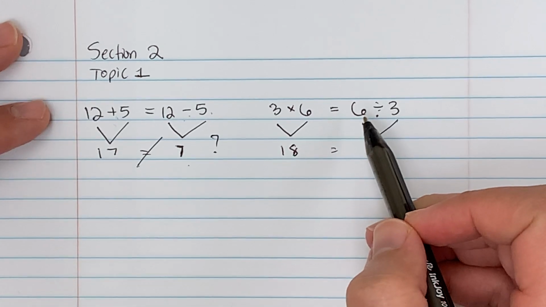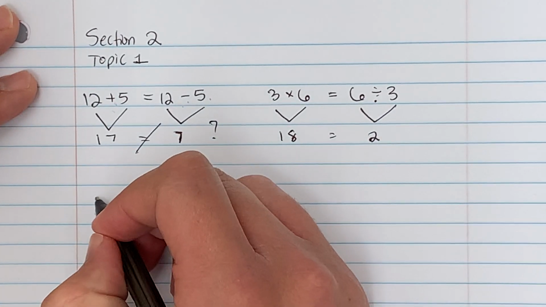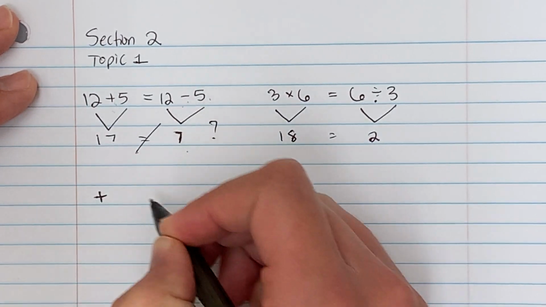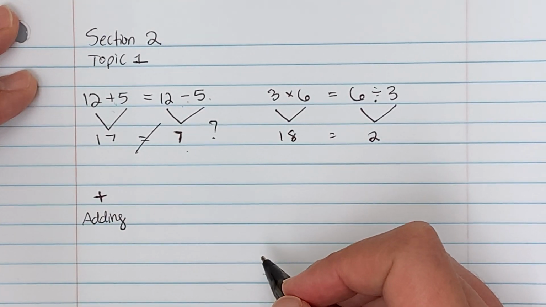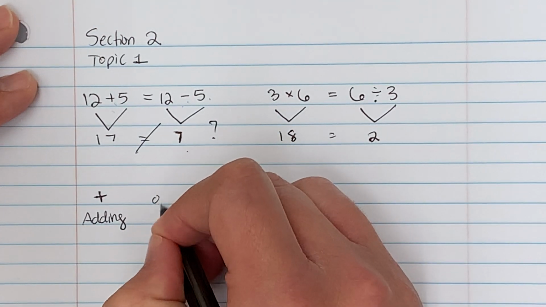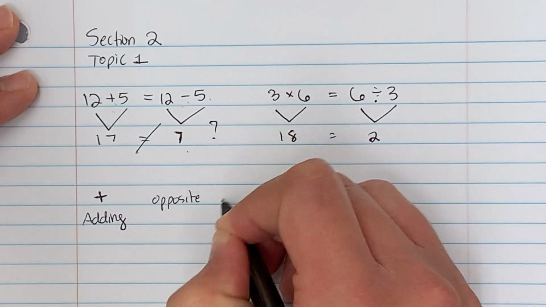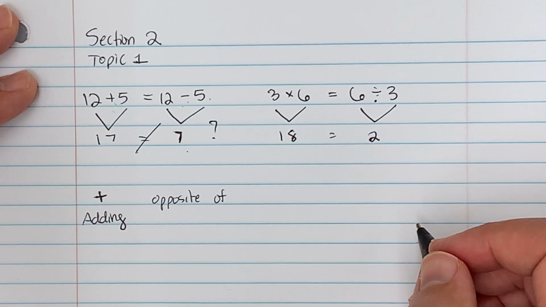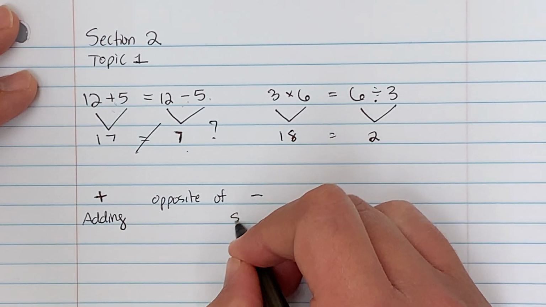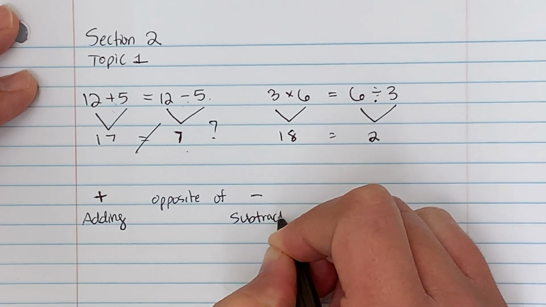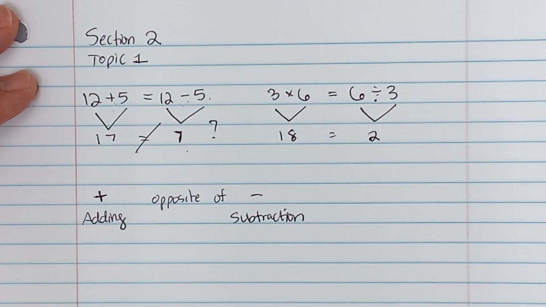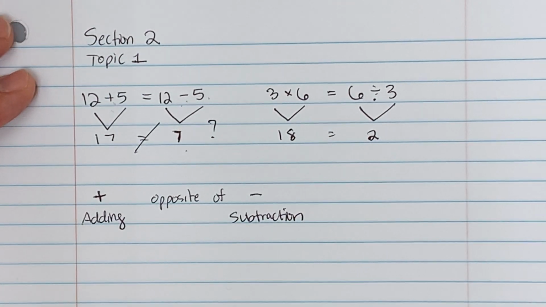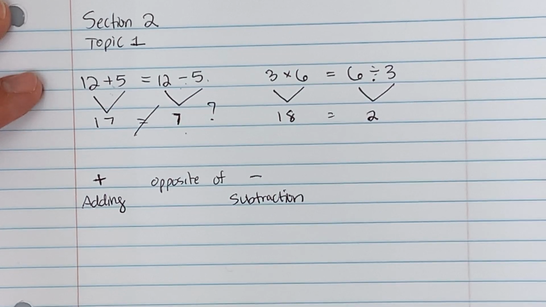So let's talk about opposites. So plus, adding, that is the opposite of subtraction, right? So adding is the opposite of subtraction. And it's pretty obvious to tell what is being added and what is being subtracted.